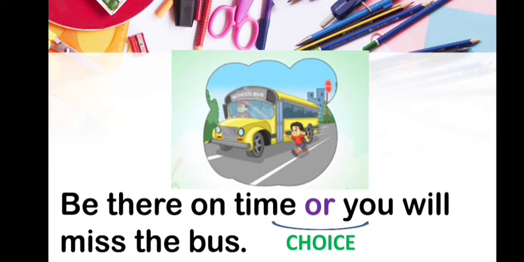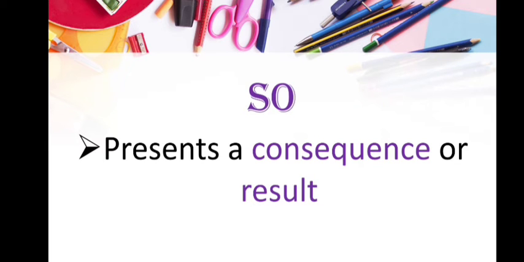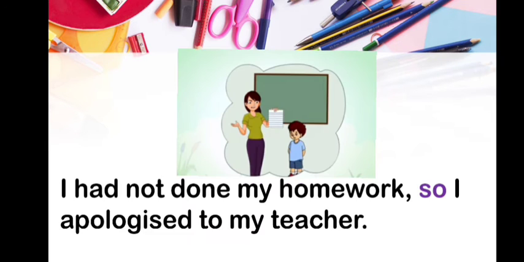The next conjunction is so, and this presents a consequence or result. Example is I had not done my homework so I apologized to my teacher. Here are two sentences which show consequences. The first is I had not done my homework. The next sentence is the consequence of this, so I apologized to my teacher.